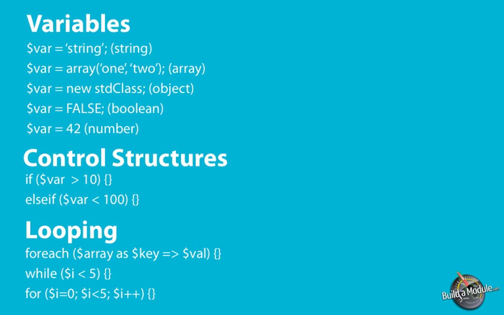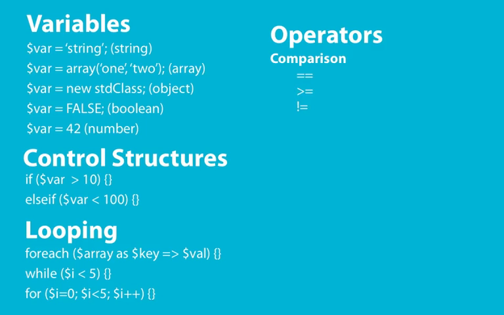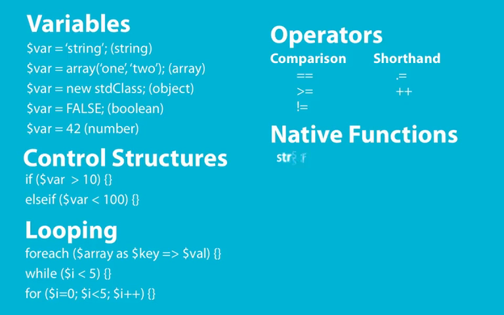We looked at comparison operators like the two equal signs, and we looked at shorthand operators like the shorthand concatenation operator, which was the dot equal sign, and also the plus plus shorthand operator, which adds one to the original variable. So far, we've explored a ton of native functions, some of the ones that you're going to use the most as you start to build your own code.